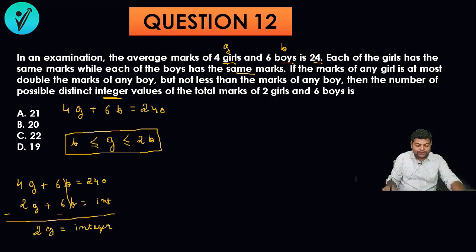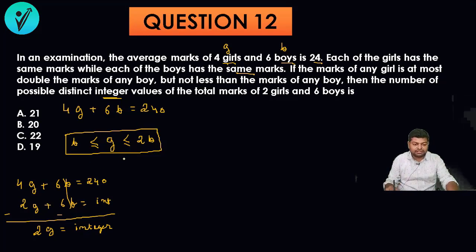What will be the value? I'm not sure of the exact value, but one thing is very clear. As this is an integer and this is an integer, if you subtract an integer from an integer, definitely you will get an integer. I'll not get decimals, I'll not get a fraction, I'll get an integer. So it means that the marks of 2 girls is an integer. Very important. This is the basic idea which will help us to solve the question.